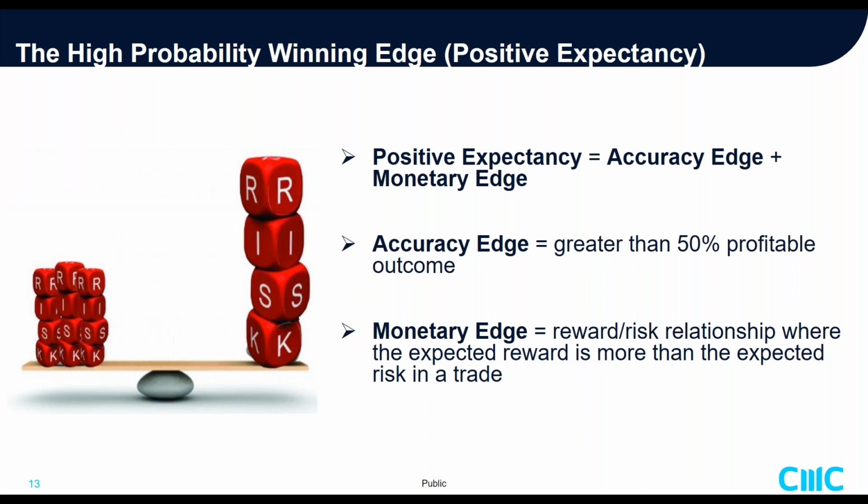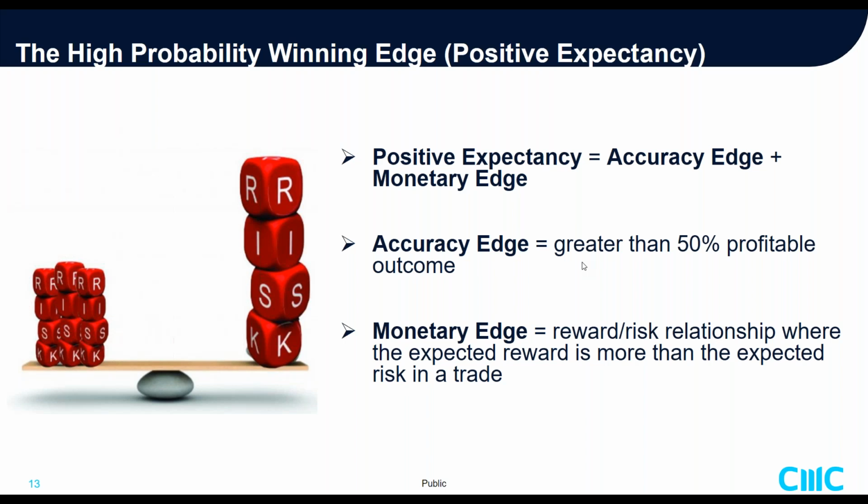So with that 2% risk capital, we understand the concept, how to apply it, and the principles behind it. The next key thing, in terms of high probability winning edge, is what everybody talks about: positive expectancy. What is positive expectancy? It has two parts: the accuracy edge and the monetary edge. The accuracy edge means we hope to obtain more than 50% profitable outcomes in our trades. If I do 10 trades and 6 are profitable, that means 6 trades hit my expected direction and 4 are losing trades.